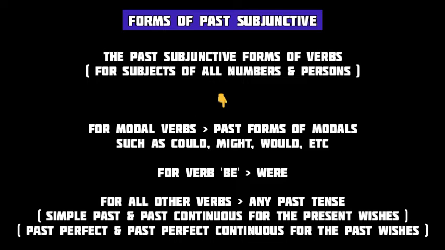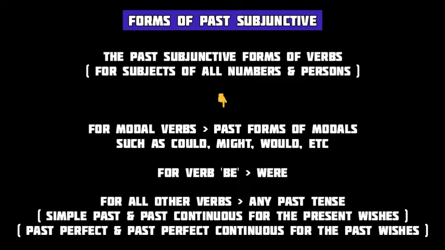So remember, for all subjects of the sentence, singular, plural, first person, second person, third person, only were is used for verb be in the past subjunctive mood, not was. However, for all other verbs, any past tense may be used in the past subjunctive mood. So we understand that was is not used in the past subjunctive mood, but only were is used.